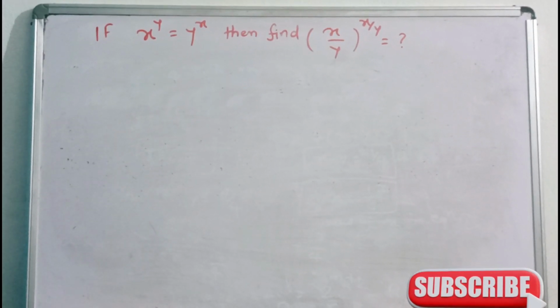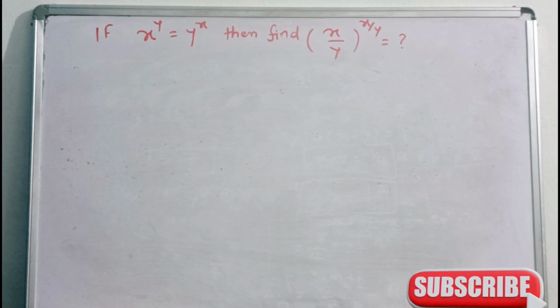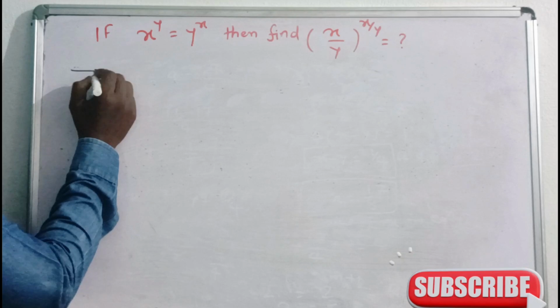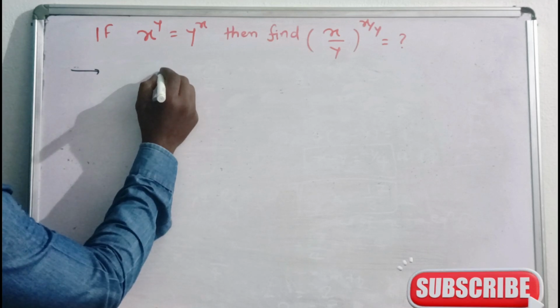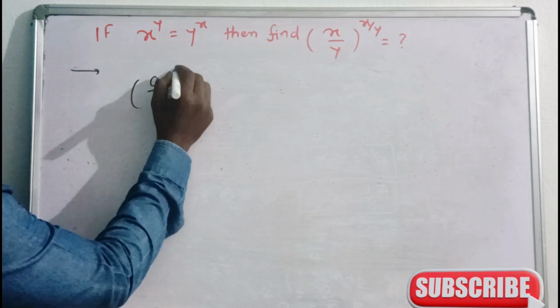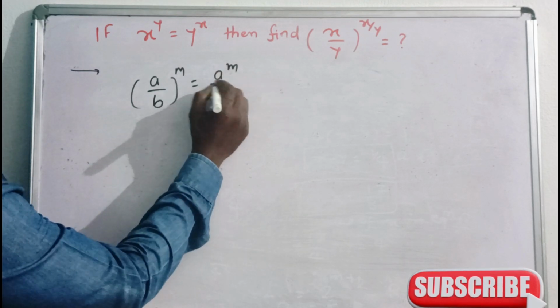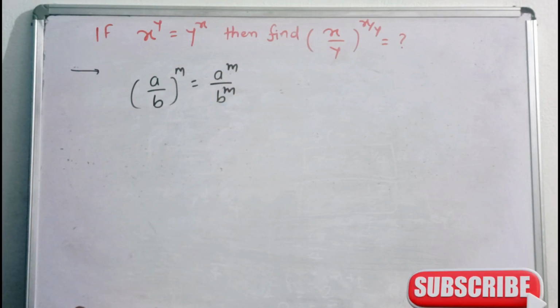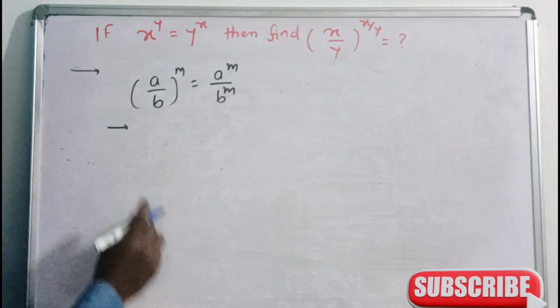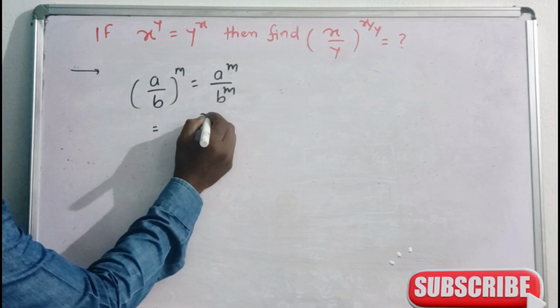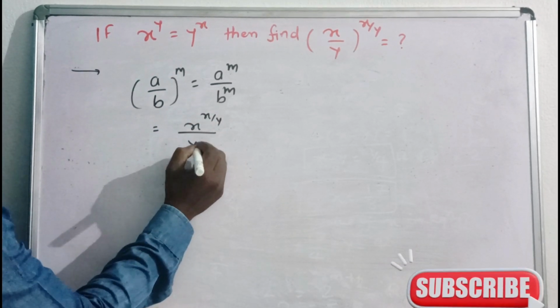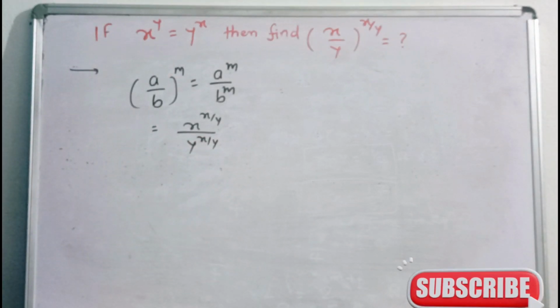Now here, if x raised to the power y is equal to y raised to the power x, then find (x by y) raised to the power x by y is equal to how much? Now simply we can use the property that (a by b) raised to the power m is nothing but a raised to the power m divided by b raised to the power m. So it is equal to x raised to the power x by y divided by y raised to the power x by y.